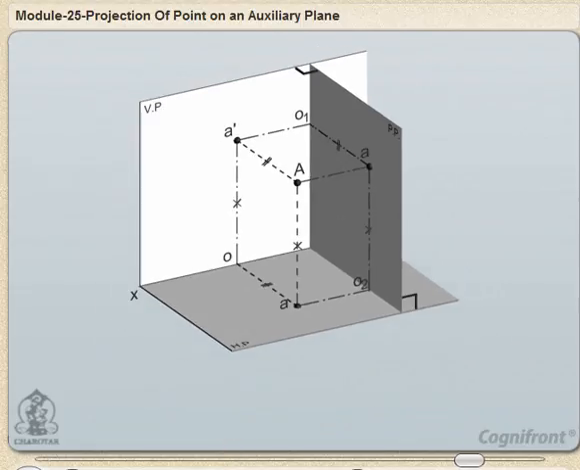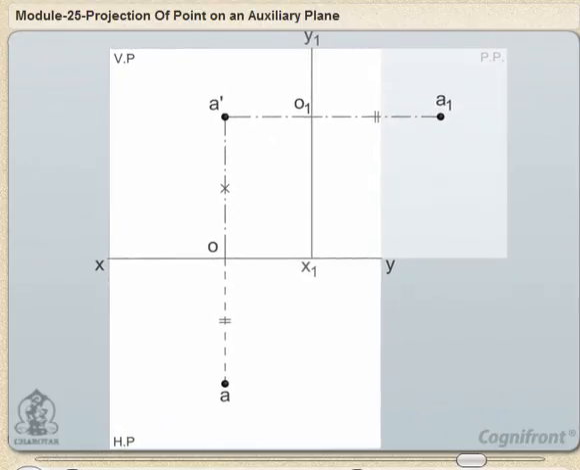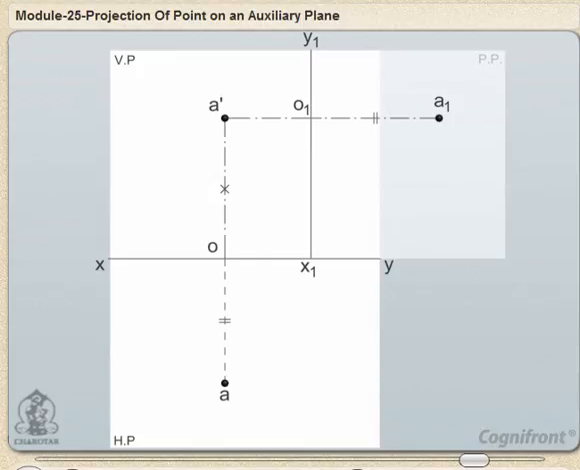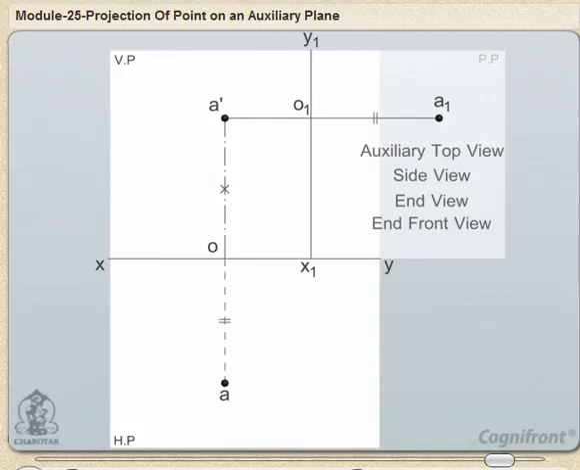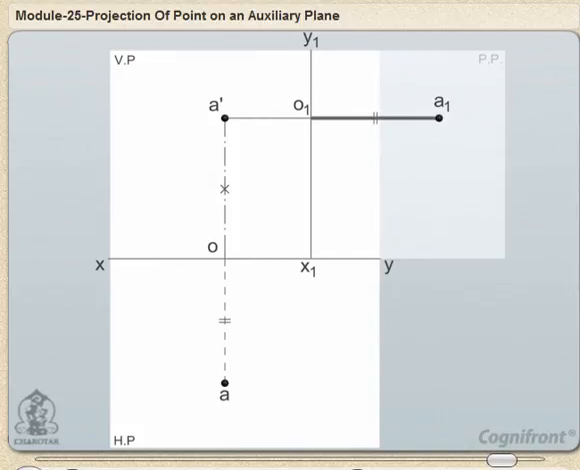The figure shows the PP rotated about the VP. A1 lies on the projector drawn through the front view A' and perpendicular to the line of intersection between the VP and the PP. It is thus projected from the front view and hence called the auxiliary top view. In technical drawings, this view is generally termed the side view, end view or end front view. Note that A1O1 is equal to AO.